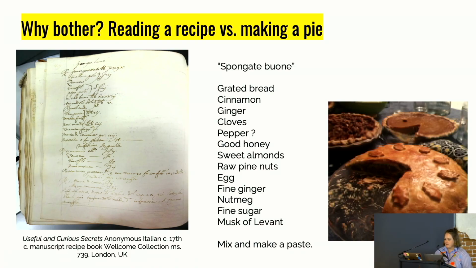Historical scholars are increasingly turning to performative methods of research, teaching, and outreach as our fields grow in understanding of the experiential information produced by physically interacting with objects. Consider the differences, for example, between reading a recipe for making a pie and actually making a pie. So this is, like I said, a 17th century recipe for making a pie. It's in the Welcome.